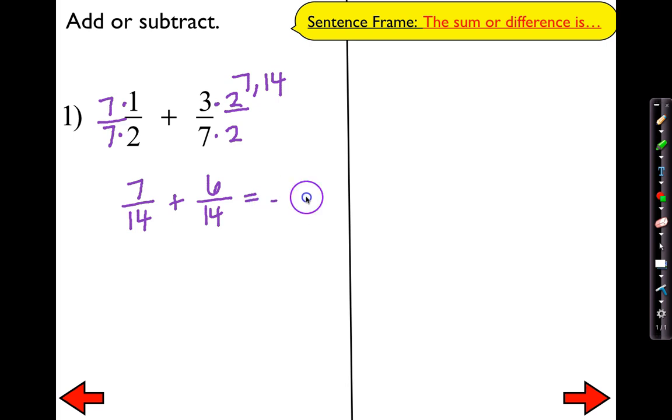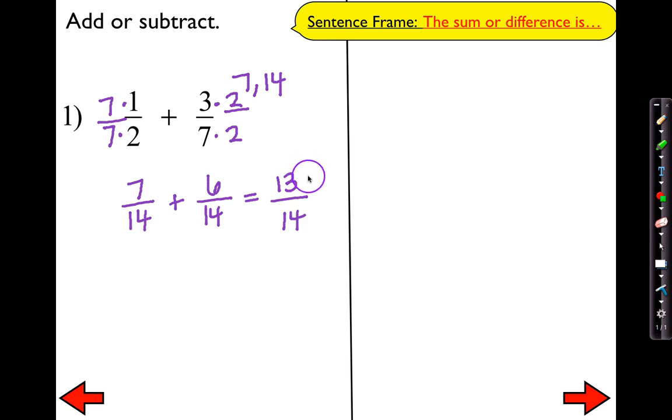So now, we're going to go ahead and combine 7/14 plus 6/14 is going to give us a total of 13/14. Once again, the denominators stay the same, but we went ahead and combined the numerators. Before we circle our answer and say that it's complete, we want to make sure that the answer is reduced. Is 13/14 reduced?